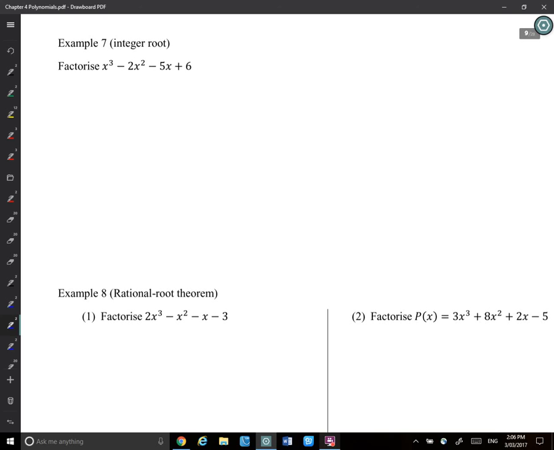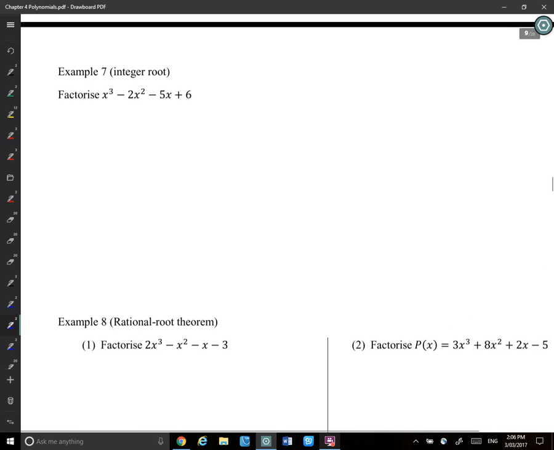Okay, I want to factorize this one. That's a cubic, and I want to factorize that. But I don't know any factor yet. I don't have any idea about any factor we have here, so we need to try some numbers which could be a factor.